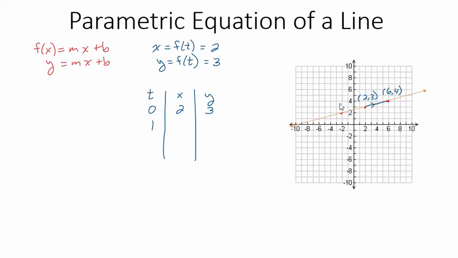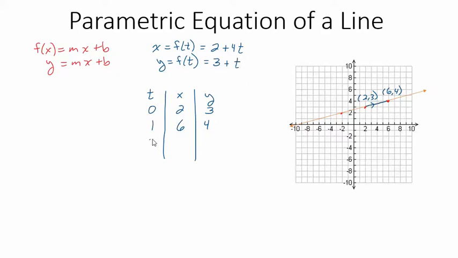Well, let's think about what slope means. If when t is 1, I want my x value to go from 2 to 6, then I'm going to have to add 4, right? So I'm going to have to add 4 one time, or 4 times t. For my y value, I want it to increase 1, so my next y value is 4. So basically 1 times t.